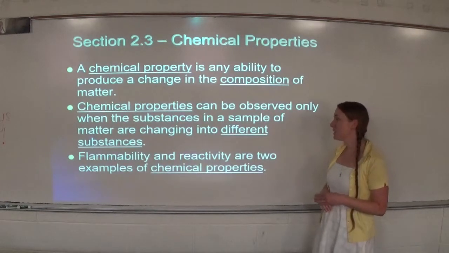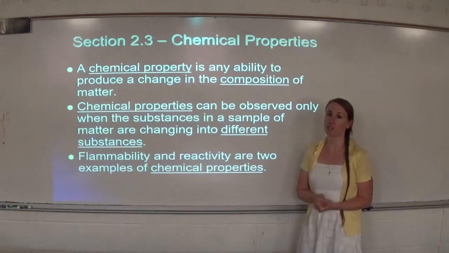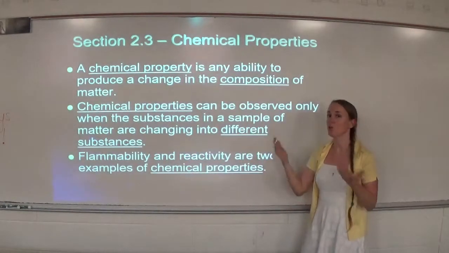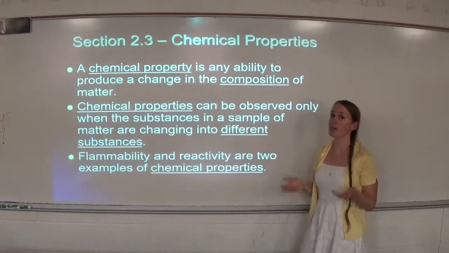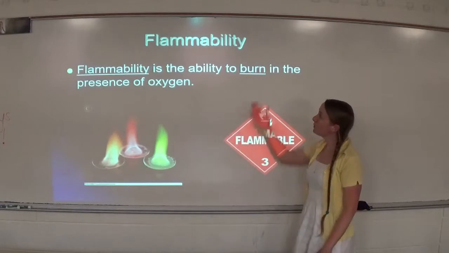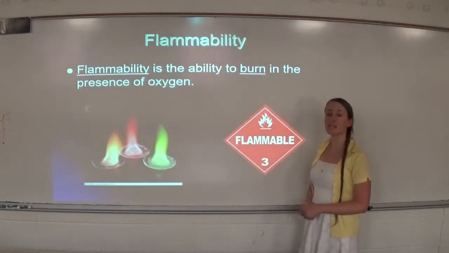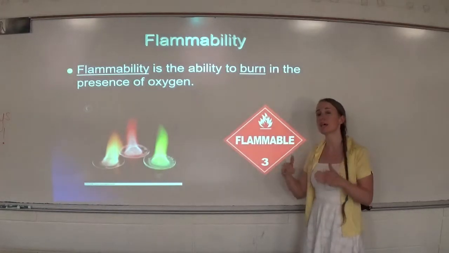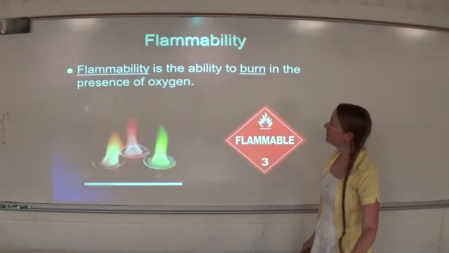Flammability and reactivity are two examples of chemical properties. We don't know if something's flammable or not until we literally try to set it on fire. And once you set it on fire, the components are changing at that point. Flammability is the ability to burn in the presence of oxygen. So again, until you actually set it on fire, you cannot test the flammability of something.